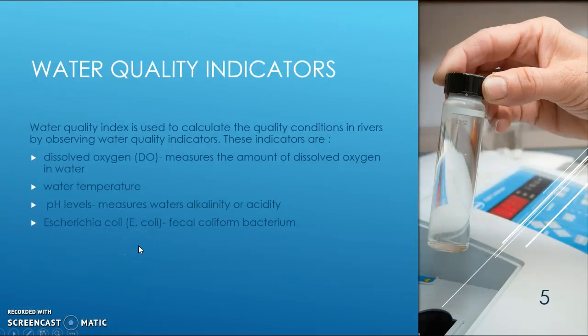Water quality indicators. The water quality index is used to calculate the quality conditions in rivers by observing water quality indicators. These indicators are dissolved oxygen tests. This measures the amount of oxygen dissolved in the water. Oxygen is essential for both plants and animals, but high levels in water can be harmful to fish and other aquatic organisms. Water temperature: aquatic organisms are dependent on certain temperature ranges for optimal health. Temperature affects many other parameters in water.